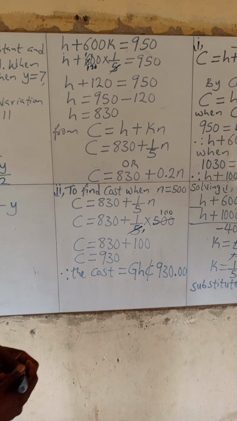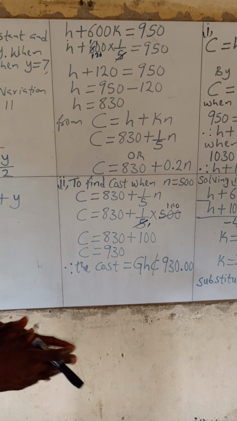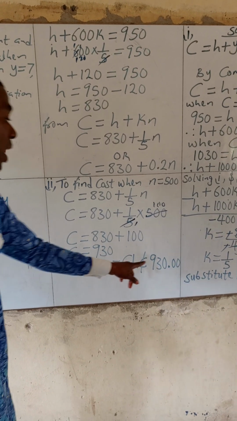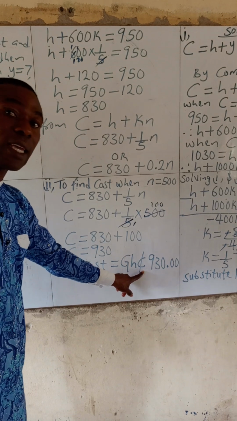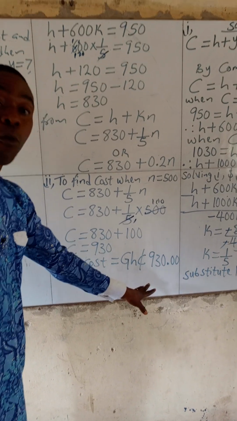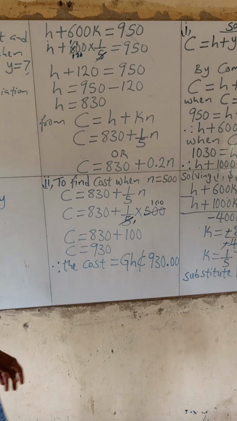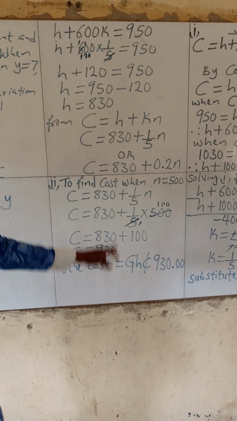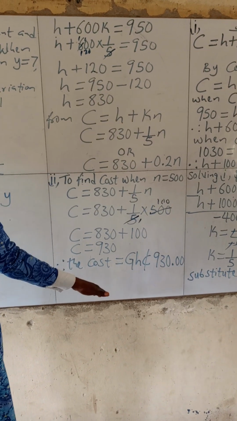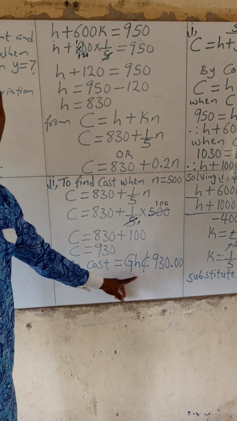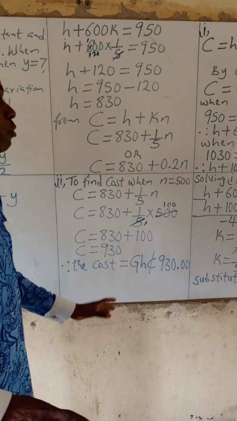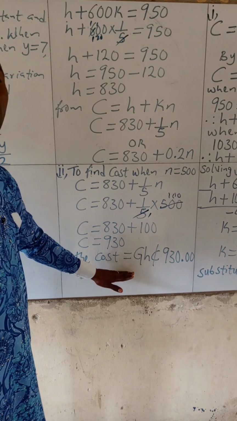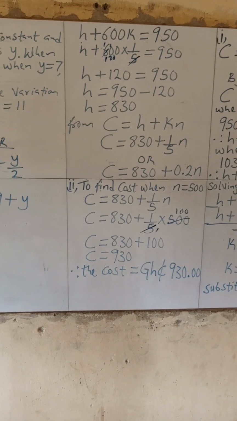Remember, we have not been using the sign since, but in our final answer, we have to use it. So the cost is 930 Ghana cedis .00. That means no kobo, but we have 930 Ghana cedis. Please, if you are not using the sign when you are solving, it's very, very important to put it in your answer. During the marking, you either use it during solving, or you use it after getting your answer.